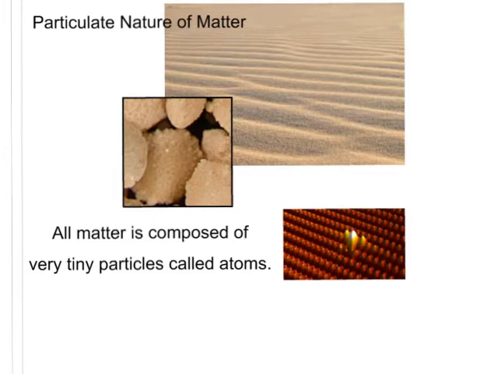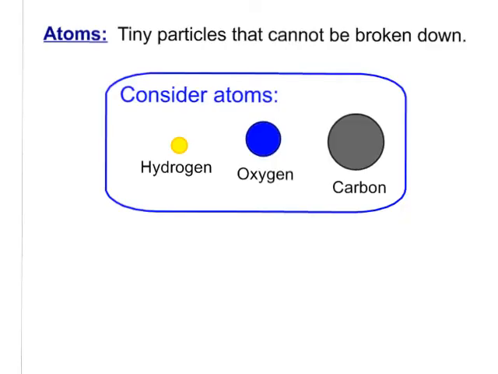So here we have a bunch of sand. When we look through a microscope, we can see that they are made of little particles. Well, if we look at that sand even closer, we can see that it is made up of individual atoms. So atoms are, by definition, tiny particles that cannot be broken down. We're going to learn that there are subatomic particles that make up atoms, but for the most part, they cannot be broken down easily. So here are some examples of atoms: hydrogen, oxygen, and carbon.